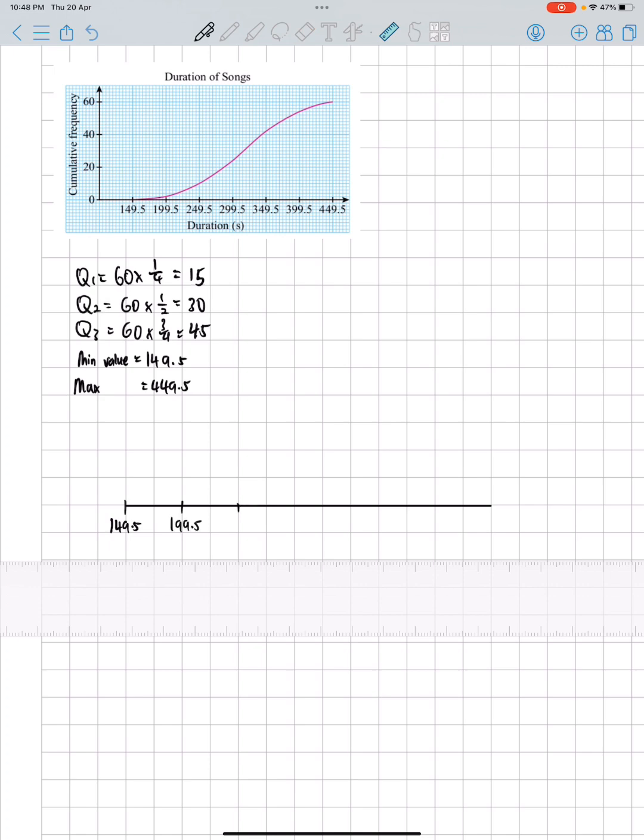199.5, 249.5, 299.5, 349.5, 399.5, and the last one 499.5.